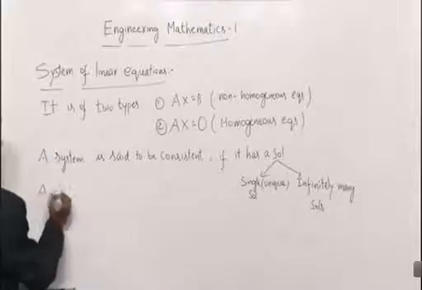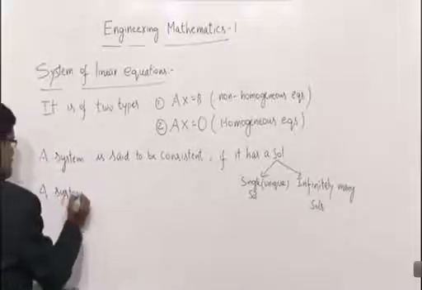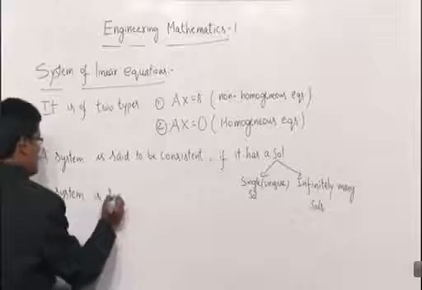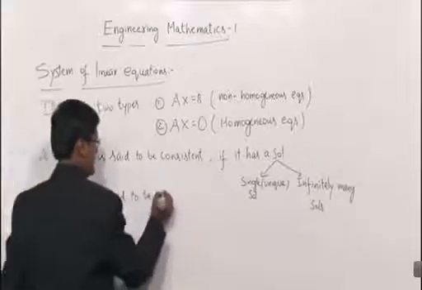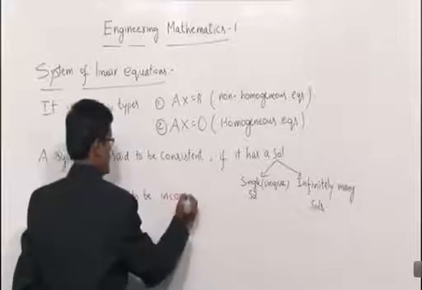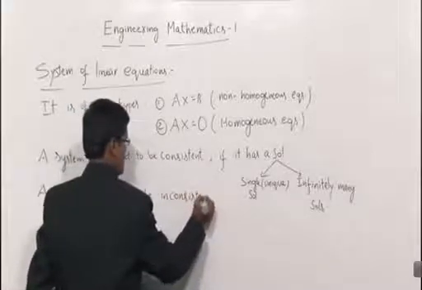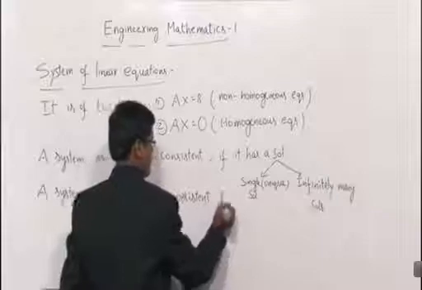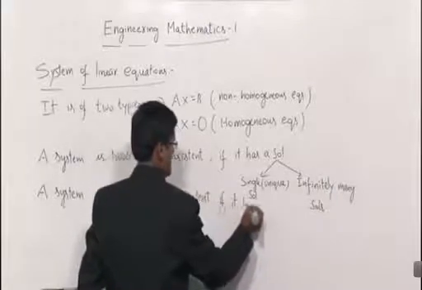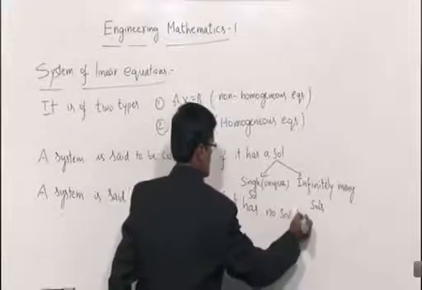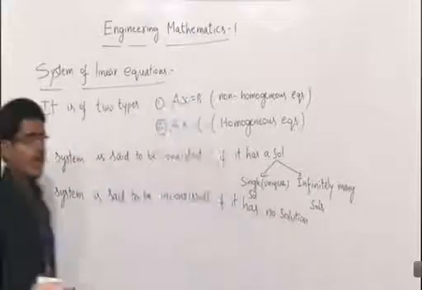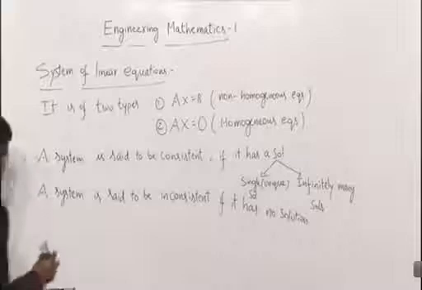A system is said to be inconsistent if it has no solution. That is, a solution does not exist. Okay. I will show you one example.